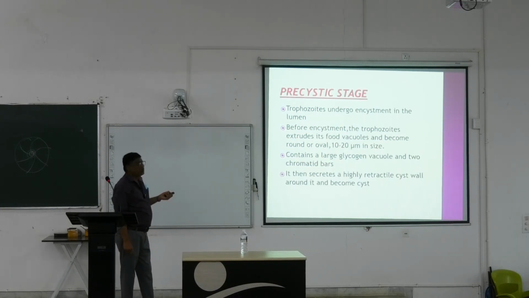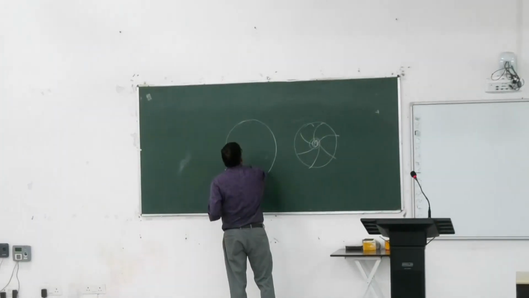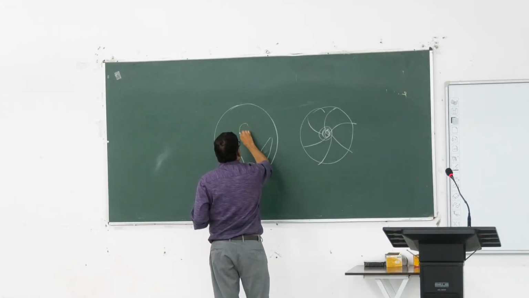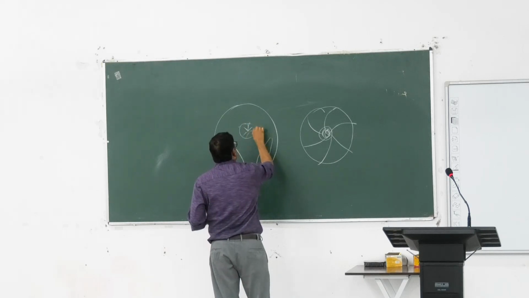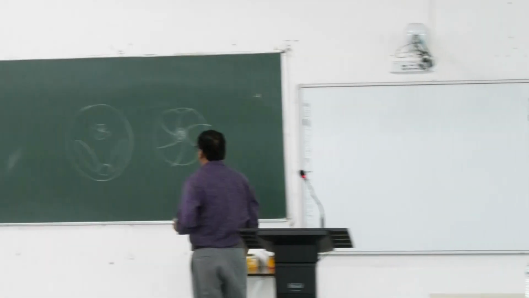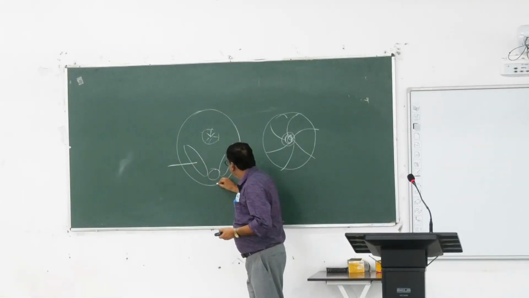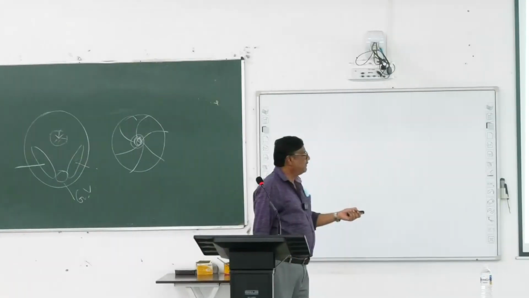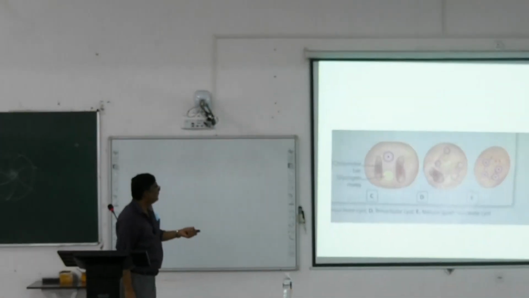It undergoes encystment in the lumen. Before encystment, the trophozoite extrudes its food vacuoles and becomes round or oval, 10 to 20 micron in size. This is the precystic form. It contains a large glycogen vacuole and 2 chromatin bars. It then secretes a highly refractile cyst wall around it and becomes a cyst.